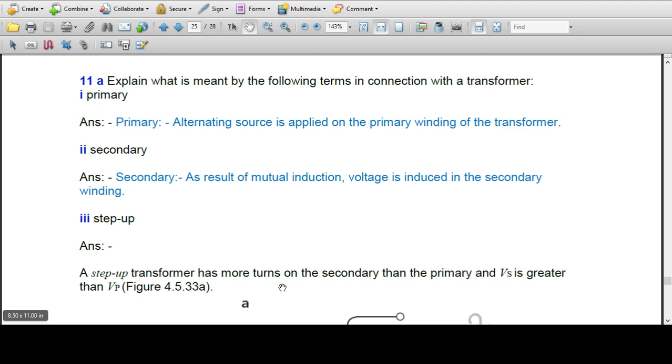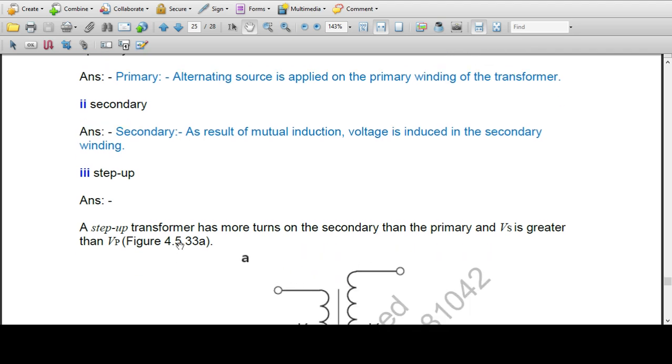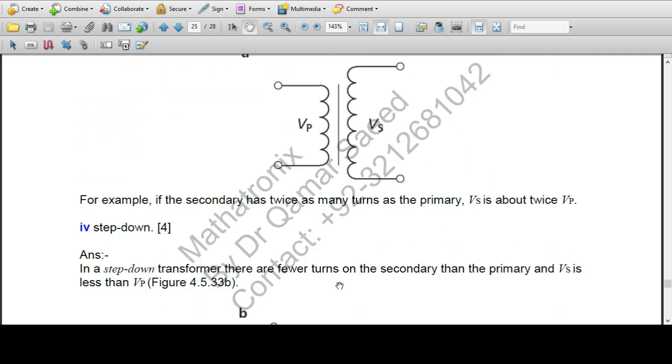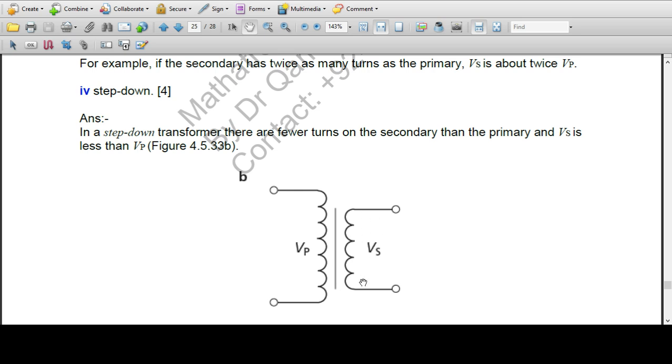Step up transformer: the more number of turns on the secondary. Step down transformer: few number of turns on the secondary.